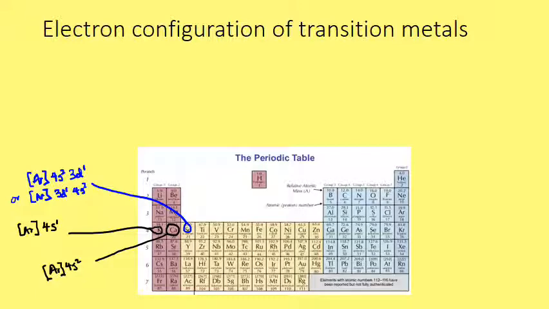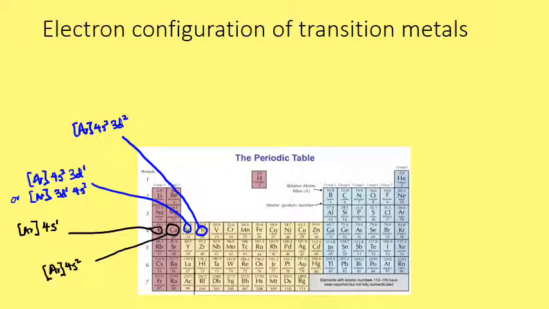So titanium, just for the sake of completeness, titanium is going to be argon, 4s2 is already filled in, and then you're going to have 3d2. Okay, and vanadium is going to be 3d3, etc.